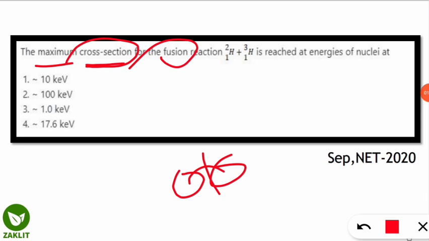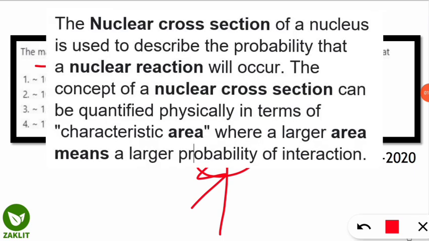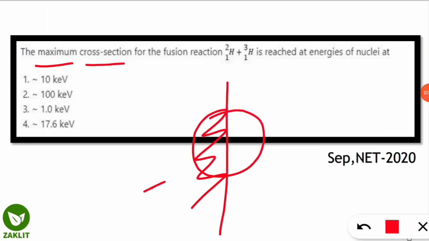You can take an example: let us assume there is a nucleus, and the nucleus has, let us assume, a spherical shape. So it will have a cross section. The larger the cross section of any nucleus, the larger the area, and the larger the probability of interaction. That means the concept of a nuclear cross section can be quantified physically in terms of characteristic area, where a larger area means a larger probability of the interaction. That means more energy will be released.